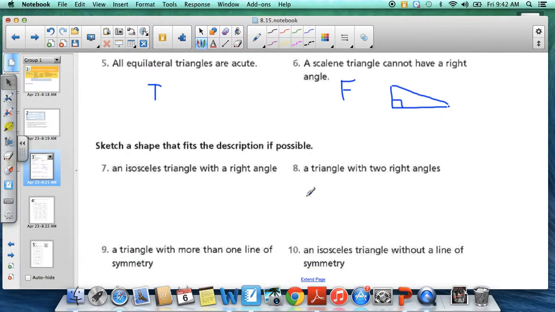It says, sketch a shape that fits the description if possible. So, an isosceles triangle with a right angle. An isosceles triangle has two congruent sides, and we need a right angle, which is the 90 degrees. So let's see if we can sketch this out. Let's do a line right here. Let's make our right angle first.